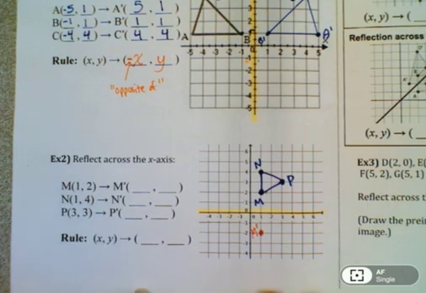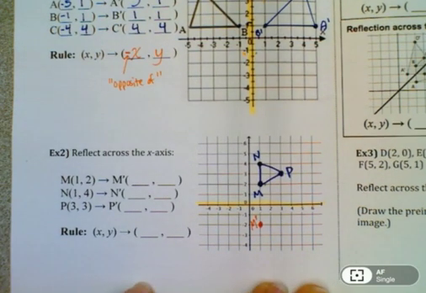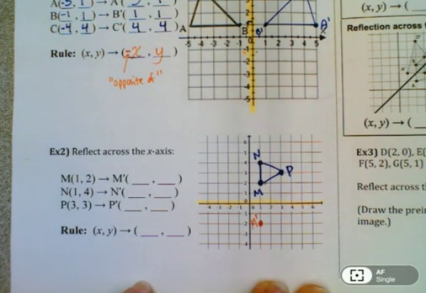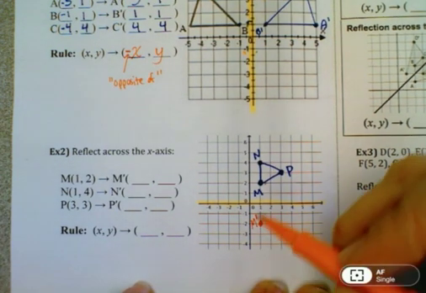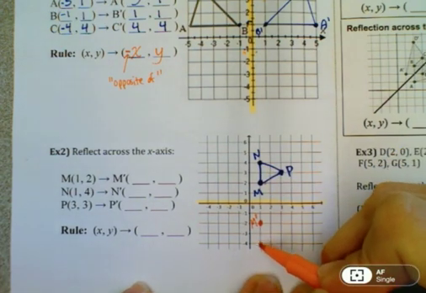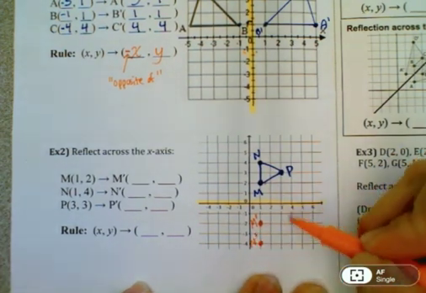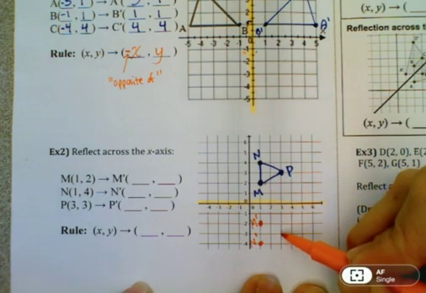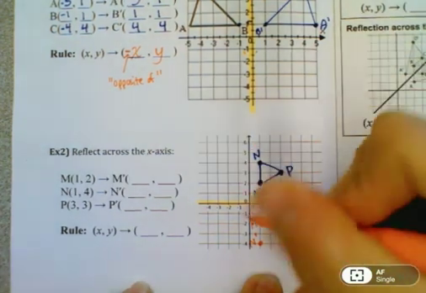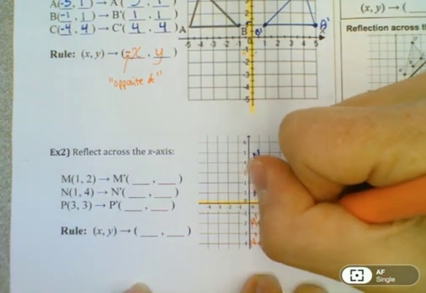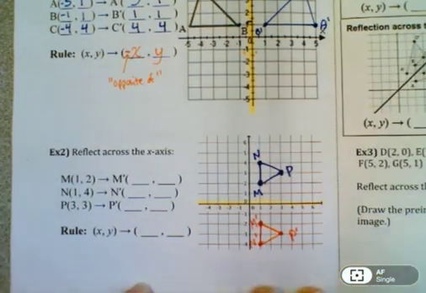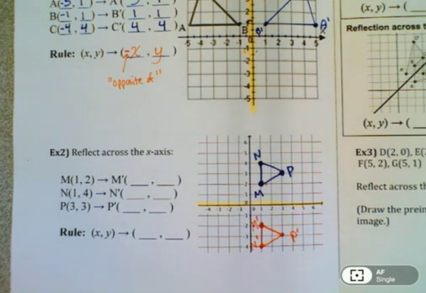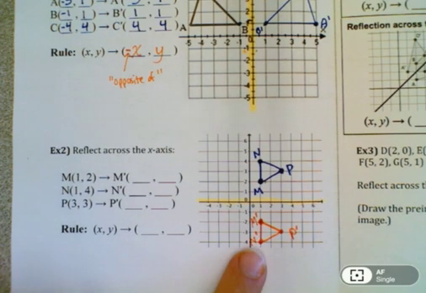I'd like for you all to go ahead and finish this, locate your image points, and connect them to create your triangle. You don't need to pause the video, I'll do it too, but I want you to do it on your own without looking, and then you can check back in to make sure you did it right. So there's our reflection, and hopefully you got something that looked like this.